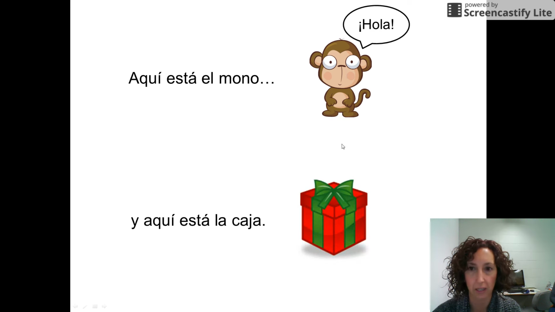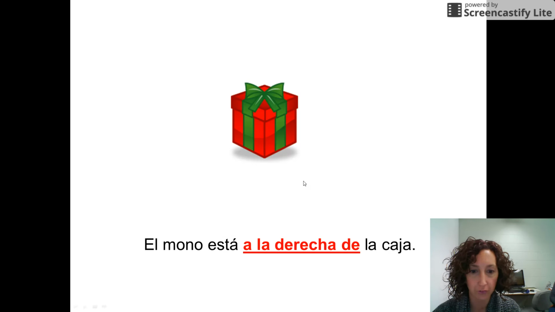So we're going to be using the monkey and the box to help you figure out the English meanings for the prepositions. And you're going to be using the sheet that was handed to you in class. And you're going to be writing down the English meanings of the Spanish prepositions that were provided to you by your teacher. So the first one is a la derecha de.